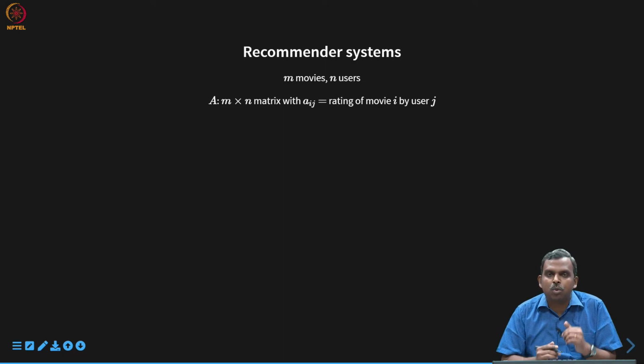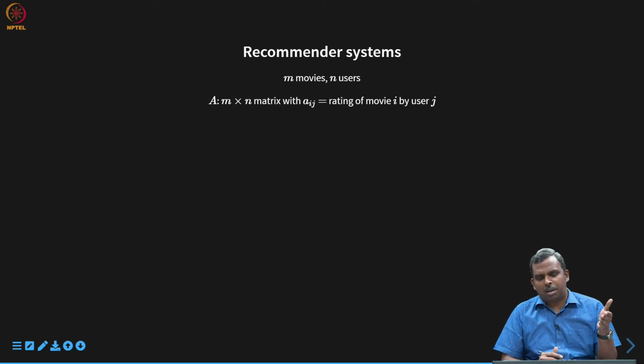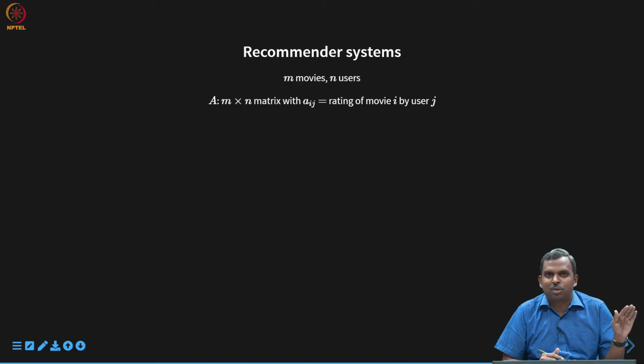Okay, so let's take the movie user situation, right? If you take Netflix or any other OTT platform, there are a lot of movies in that platform, and it's got lots of users, maybe lakhs and crores of users, and thousands of movies. Now everybody is not going to watch every movie for sure. So it's not possible. But you can imagine a matrix A where Aij would be the rating of the movie I by user J. In case user J watches movie I, Aij would be the rating.